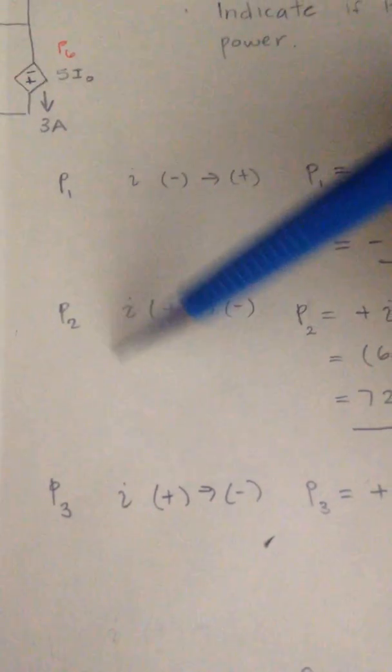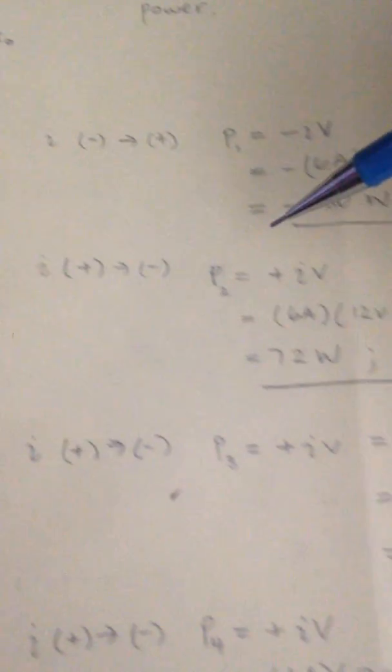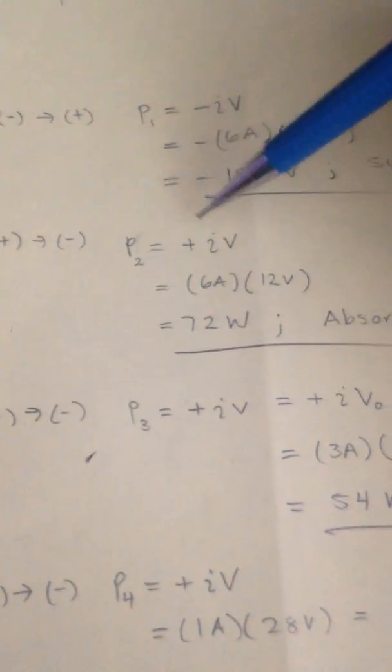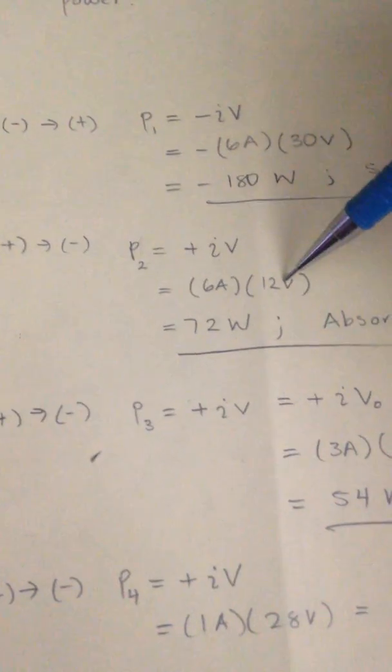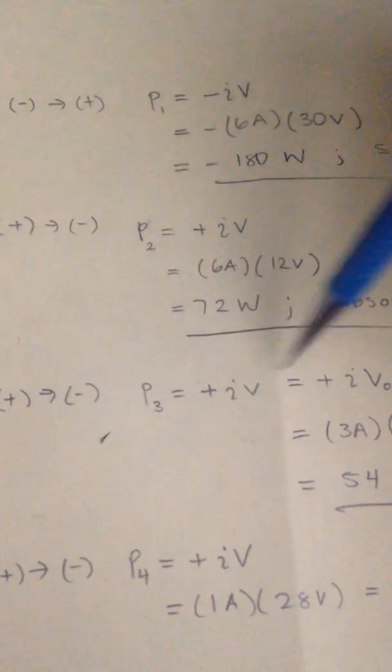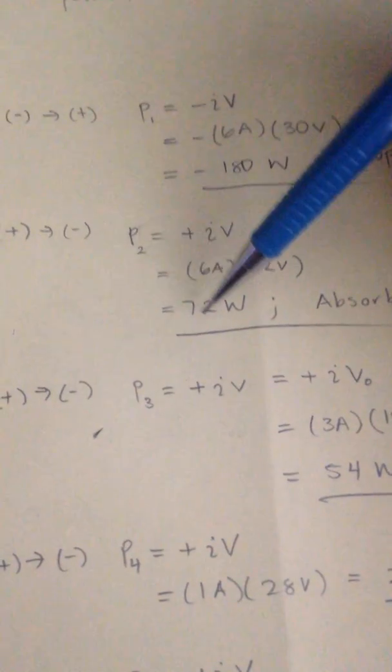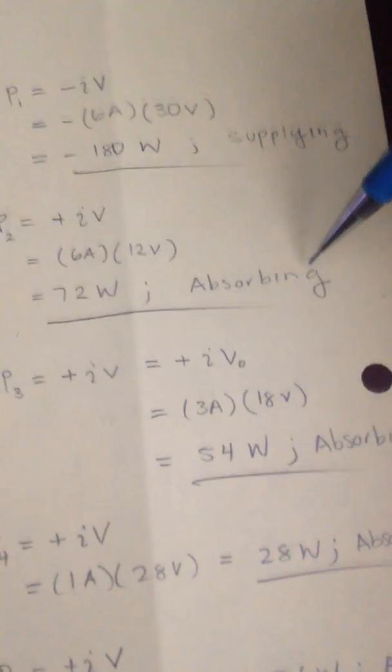So because it's this case here, that means that power is positive. So we just fill in the values they give us, and the overall power is positive 72 watts. Again, power is positive, which means it's absorbing power.